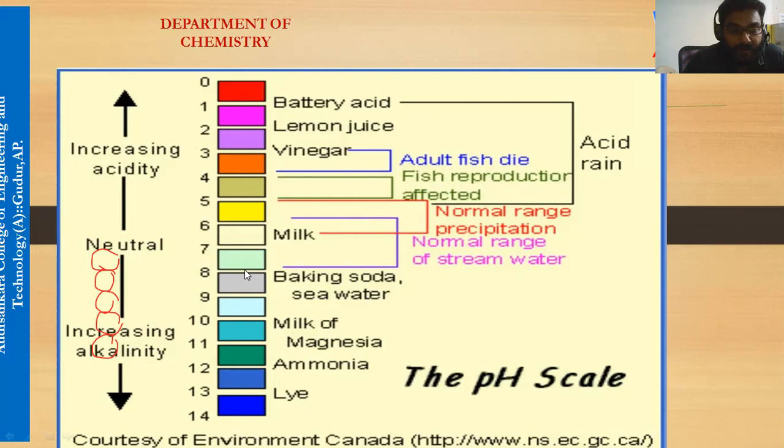These are above 7. Yes, it is basic alkalinity. We already identify it by titration with methyl orange and phenolphthalein indicators. Baking soda, seawater, milk of magnesia, ammonia, and the like, right? This is the pH scale. Very important, this pH scale. Okay, this is an important parameter.